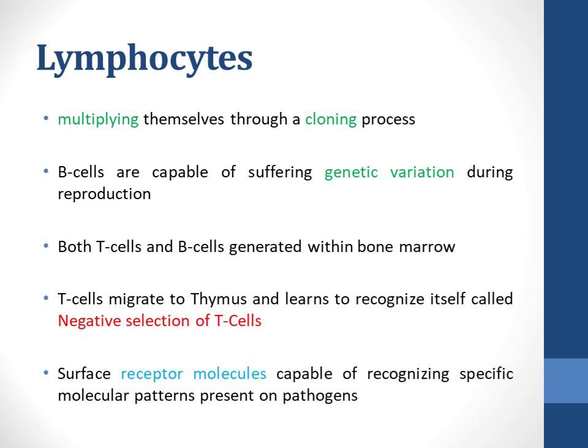All these T cells and B cells have a receptor. This receptor is present on the upper surface of the cell or antibody, and it is capable of recognizing those pathogens.